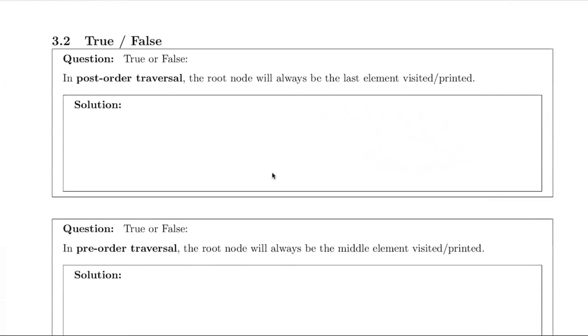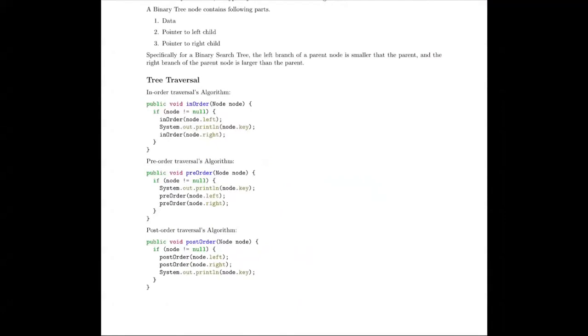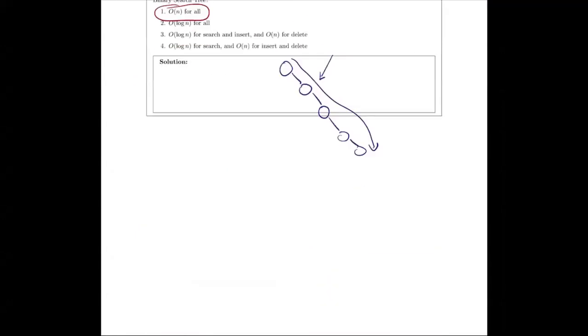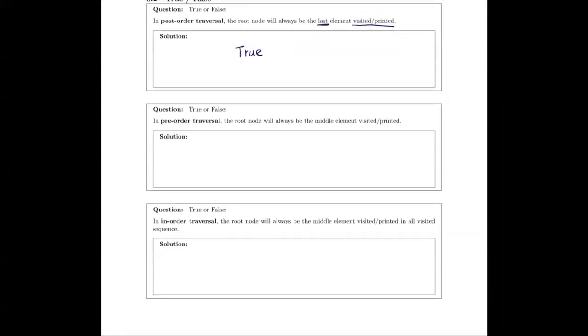The first question: in pre-order traversal, the root node will always be the last element being visited or printed. A lot of people are saying that is true. The correct answer is true. Let me copy and paste the traversal algorithm here.